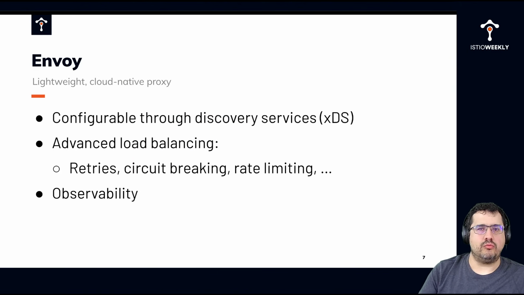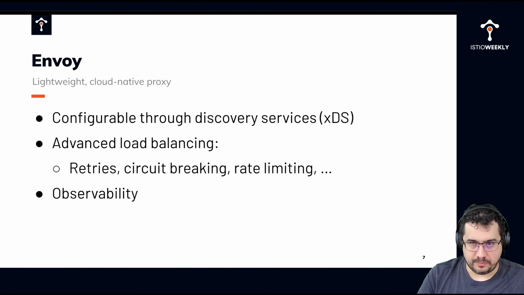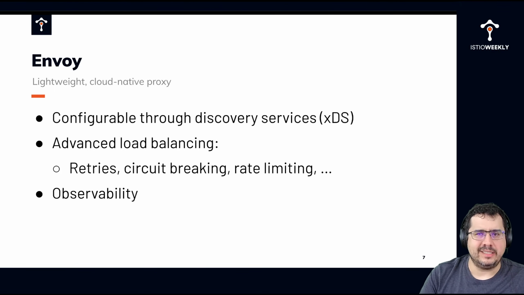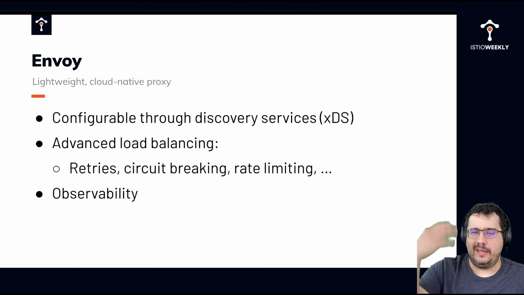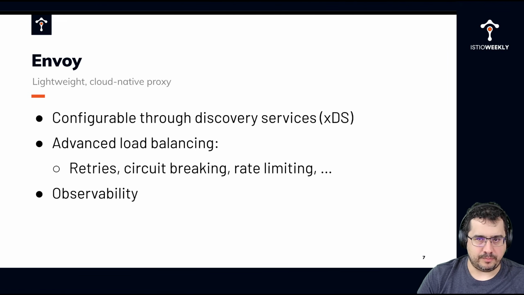Now, one of the really cool features of Envoy is that you can configure it through the network APIs without restarting. So you don't have to restart the proxy in order to reconfigure it. These APIs are called Discovery Services, or XDS for short, and there are a lot of them. There's a discovery service for pretty much each building block that we will talk about today.